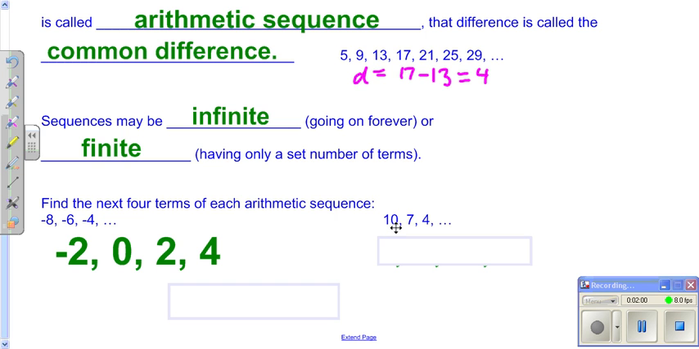You'll notice over here, as we go along, we're going down by 3 each time. So if you go down by 3 again, you get down to 1. Go down by 3 again from this one, you get to -2. Go down by 3 again, you get to -5. Go down by 3 again, you get -8.